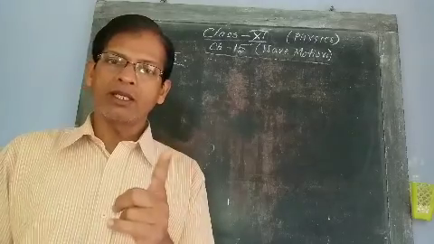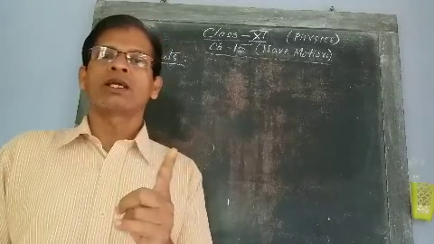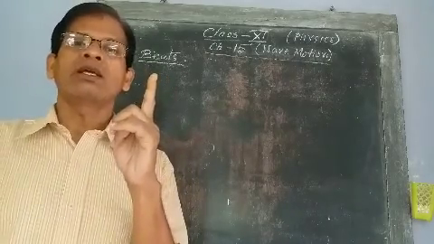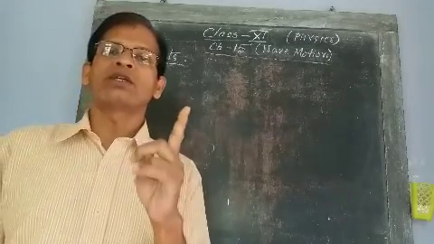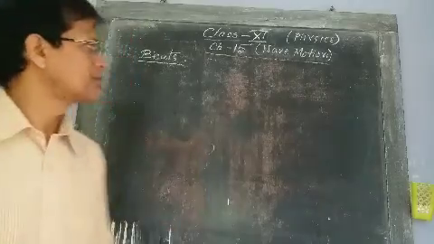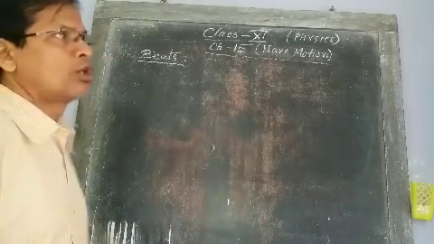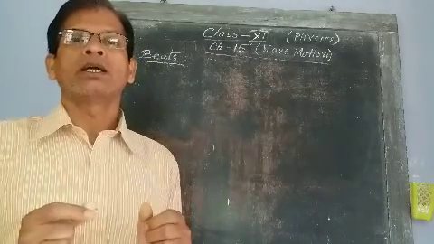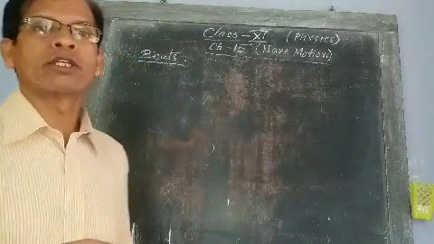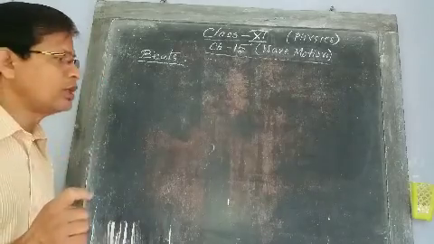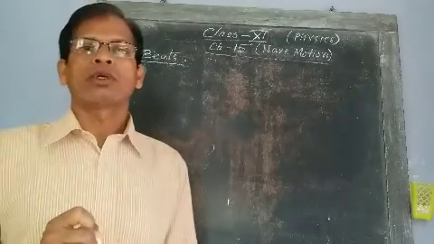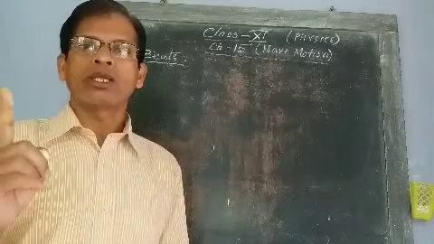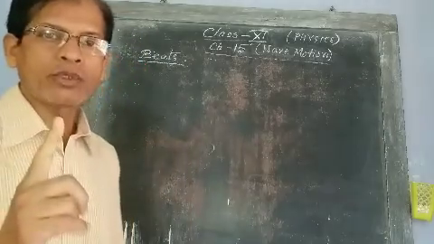This is a phenomenon of alternate variation in the intensity of sound. So we want to find the expression for beats, and for that we need two waves. After superposition of two waves, we will get beats. So we need two harmonic waves.